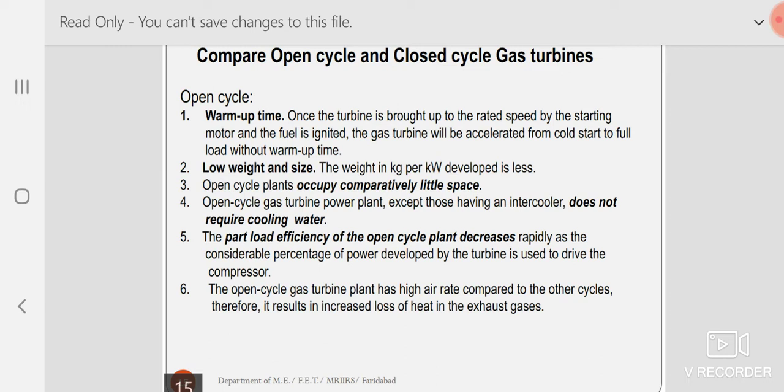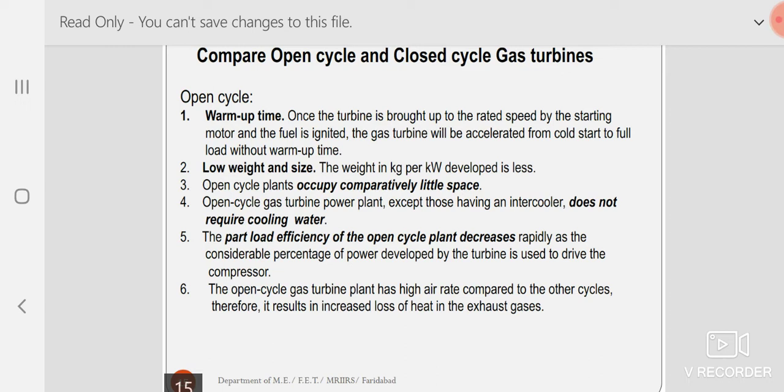And whenever a plant runs at part load, it loses a lot of efficiency. Say at full load, that is at 100 megawatt, it gives an efficiency of 50% or 60%; at part load it may give hardly an efficiency of 20% or 30%. That is always there, in both open cycle and closed cycle. Part load efficiency of any system is generally less as compared to the full load efficiency.